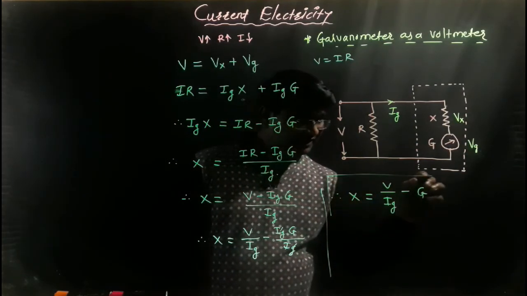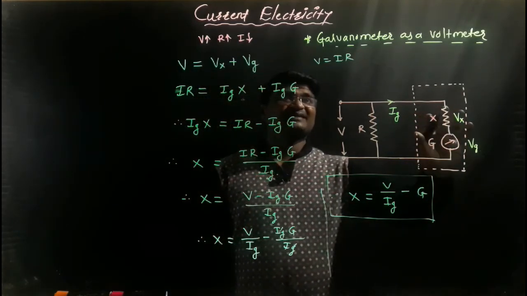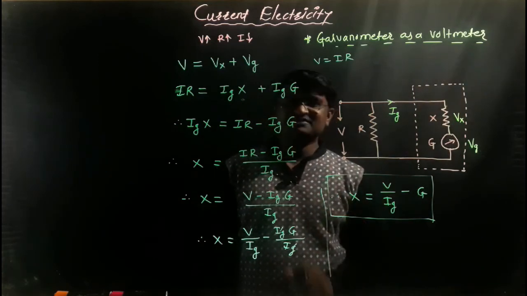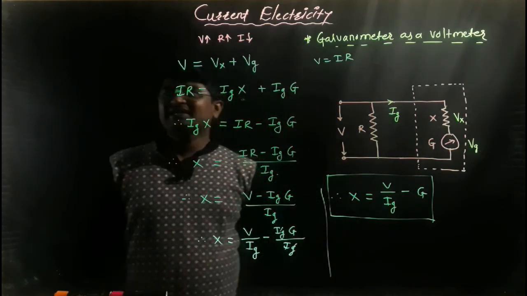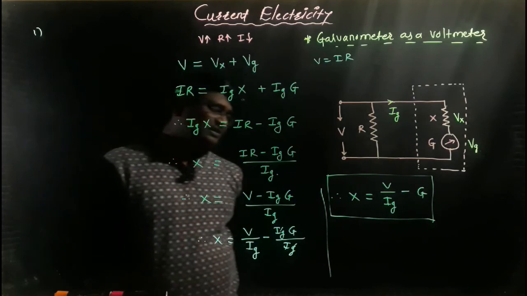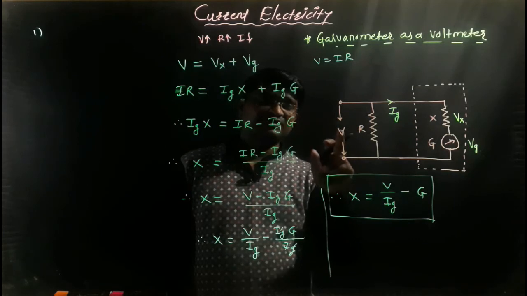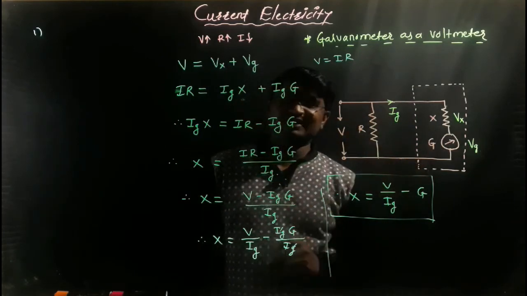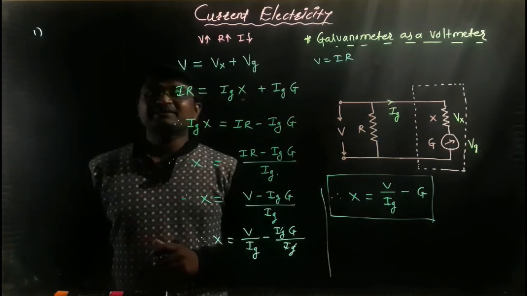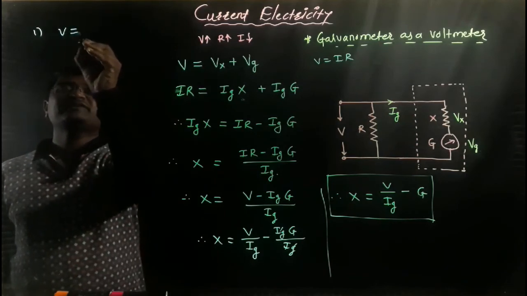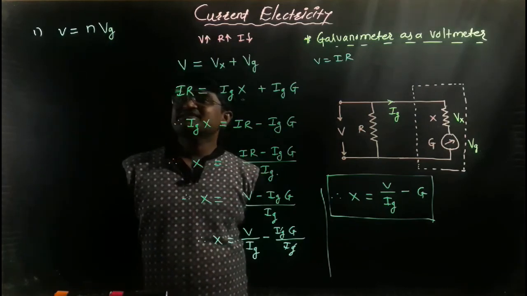So this high value resistance X is connected in series with the moving coil galvanometer, and the galvanometer simply works as a voltmeter. So X is equal to V upon Ig minus G. Now, after that, the next case: the total potential is denoted by V, but when the total potential is n times the potential passing through the galvanometer, it means that V is equal to n Vg.